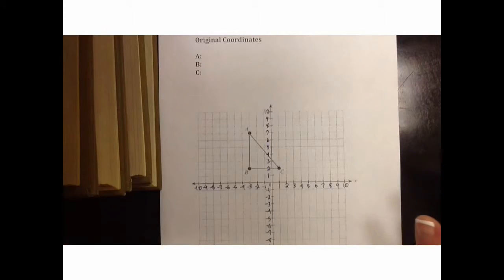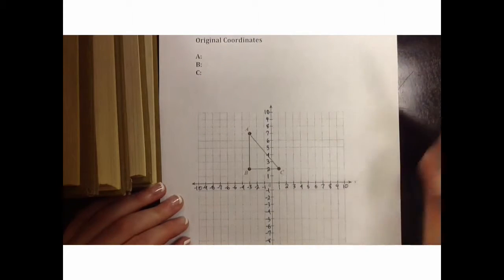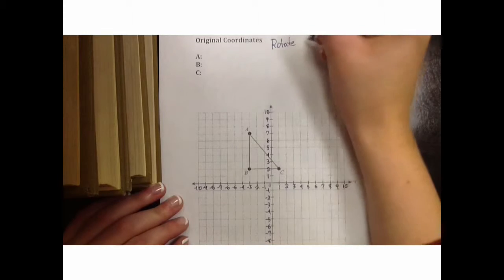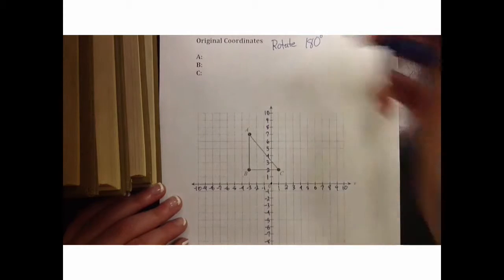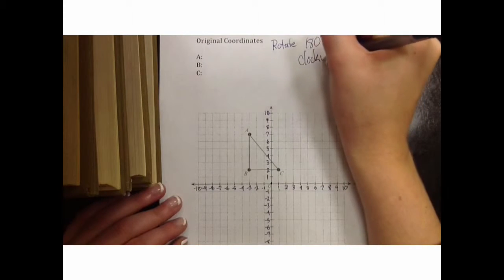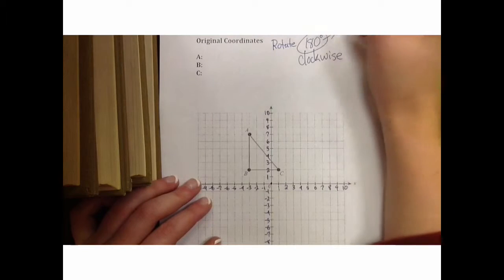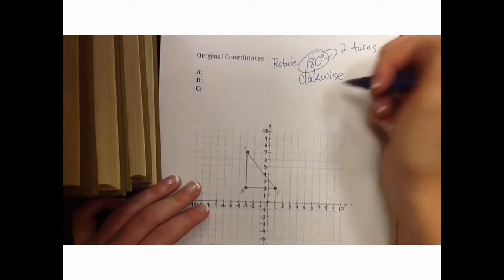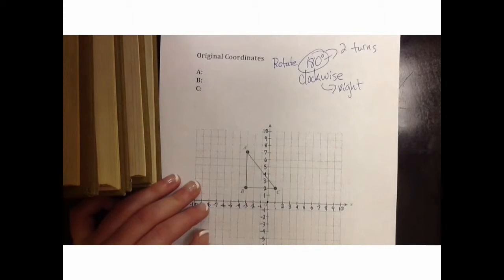All right, guys, let's look at this example. I have a triangle here, and what I want to do is rotate it 180 degrees around the origin. Remember, the origin is point 0, 0 on my graph. And I'm going to move it clockwise. So immediately 180 degrees tells me I'm going to turn my paper twice. And clockwise means I'm going to turn it 2 times to the right, just like the hands of the clock.